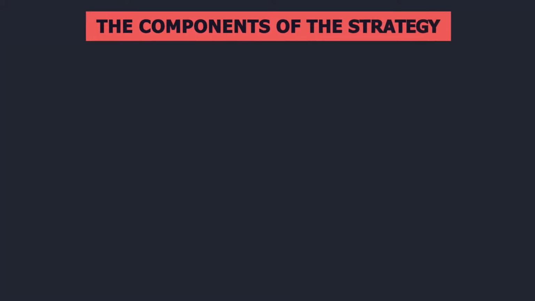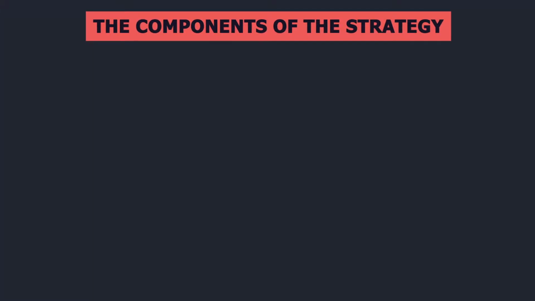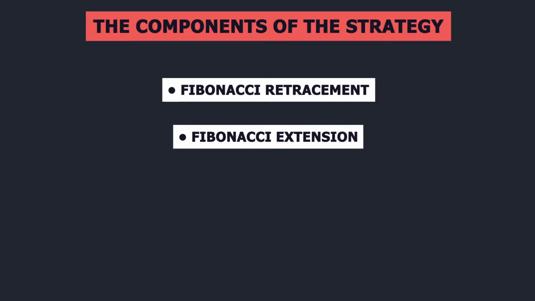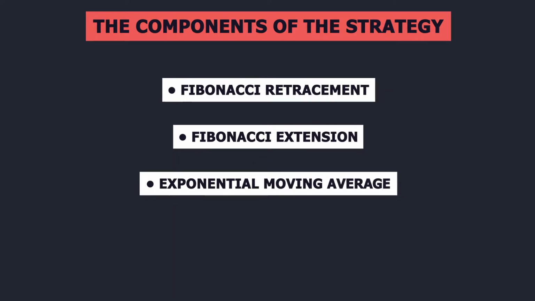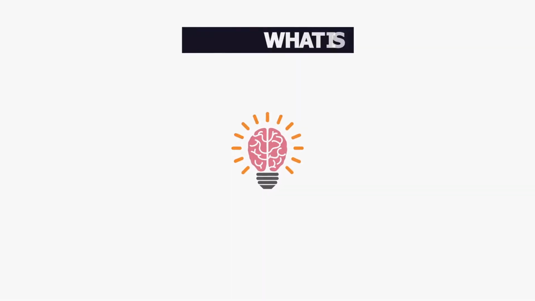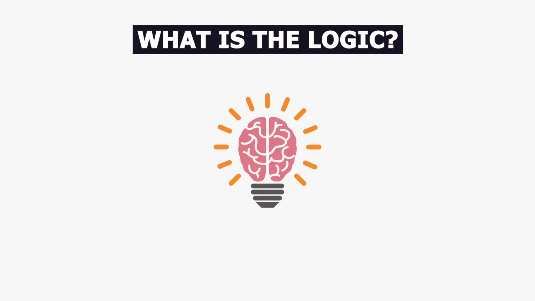The Ultimate Fibonacci Trading System consists of four main components: the Fibonacci retracement, Fibonacci extension, exponential moving average, as well as intraday market structure. Let's explore the logic behind these four components before looking at how we can combine them in our profitable trading system.